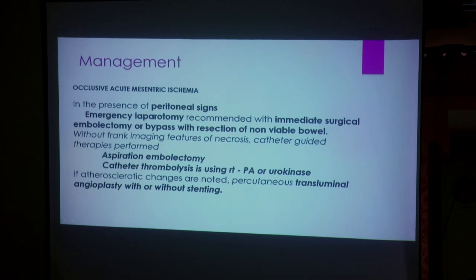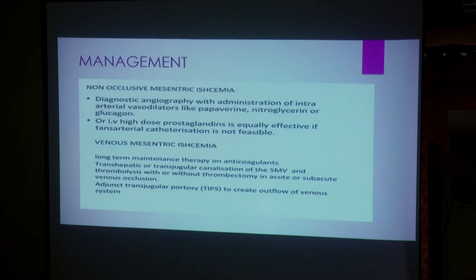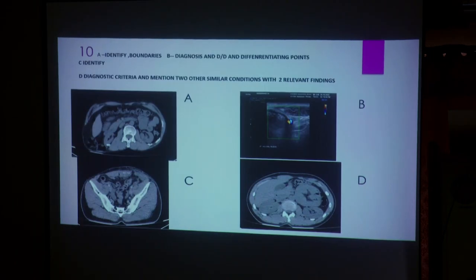When there are no features of frank necrosis, immediate procedures for arterial thromboembolism include aspiration, embolectomy, catheter thrombolysis, and many other procedures like angioplasty with stenting. Even for venous mesenteric ischemia, of course, long-term anticoagulant therapy and other things. This is going to be the last slide, and I will finish with this. Due to similarity, I have placed these together.